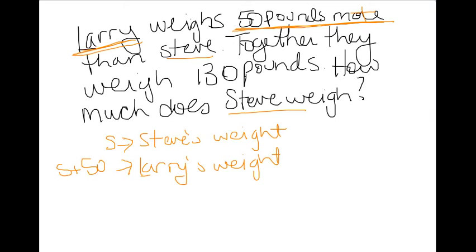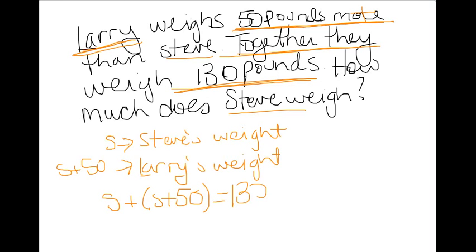So together they weigh 130 pounds. Together. If we're together, we're joined, we're added. So I'm going to add Steve's weight plus Larry's weight, which happens to be Steve plus 50. And that all equals 130 pounds. So step 1, I read the problem. Step 2, I declared my variable and decided to go with S for Steve. I could have done Larry.